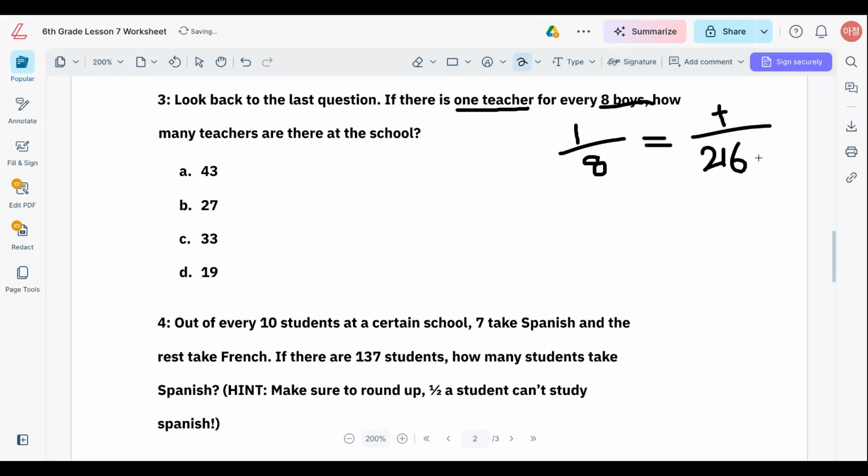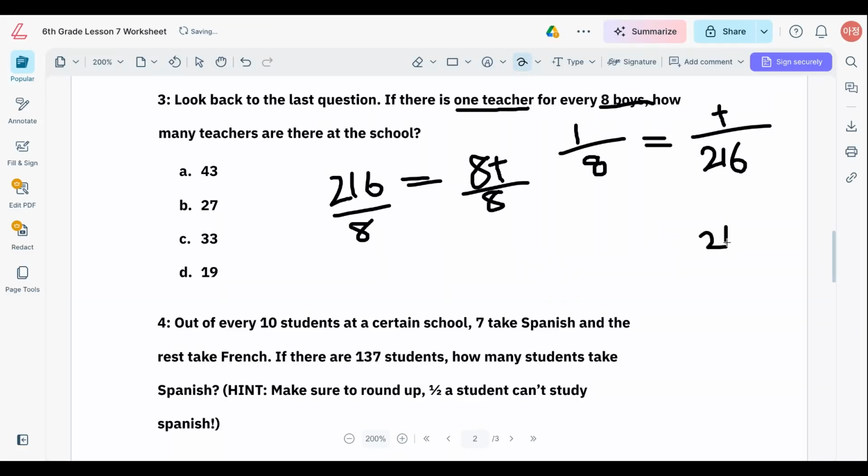So this is T. Okay. And let's just do the same process again. 216 equals 8 times T, right? Because 216 multiplied by 1 is just 216, and 8 times T is just 8T. Divide by 8 on both sides to get T by itself, because that's what we're looking for, the number of teachers when there are 216 boys.